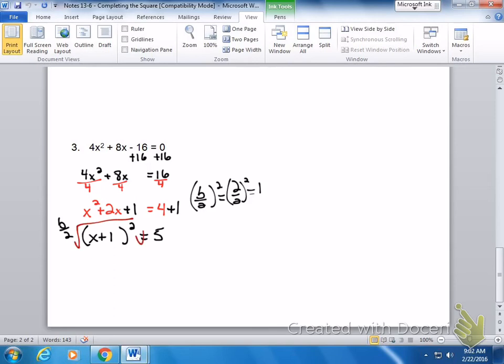I take the square root of both sides. I get x plus 1 equals plus or minus the square root of 5. Now the square root of 5 is not going to work out nicely, so I'm just going to leave it there. I'm going to subtract 1 from both sides. I get x is equal to negative 1 plus or minus the square root of 5. If you put plus or minus the square root of 5 minus 1, that's just as good.